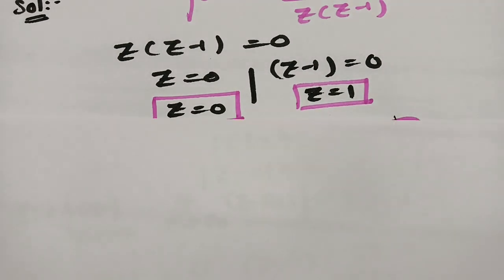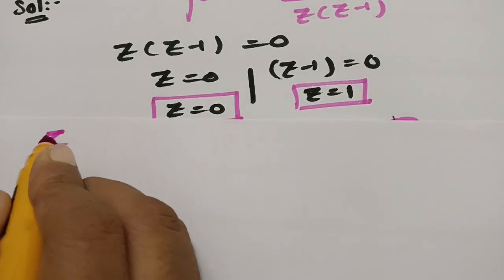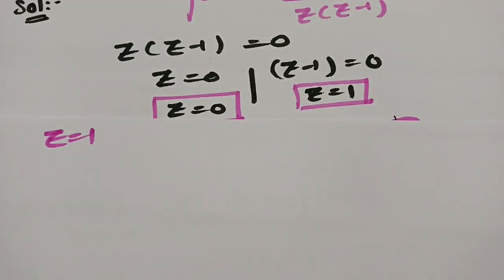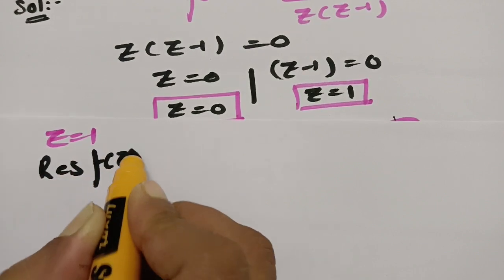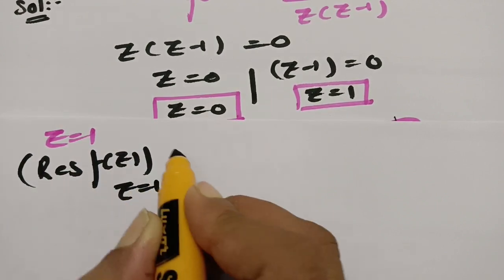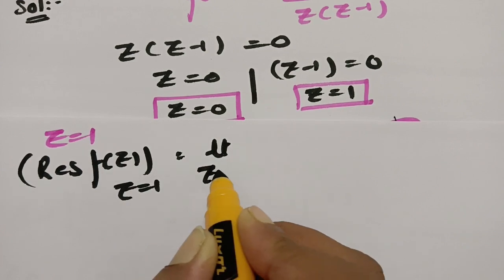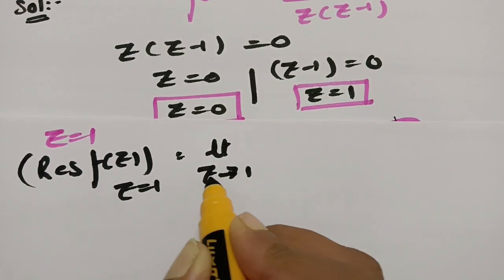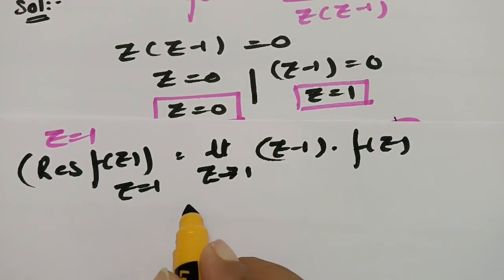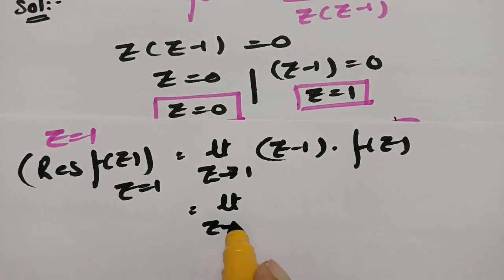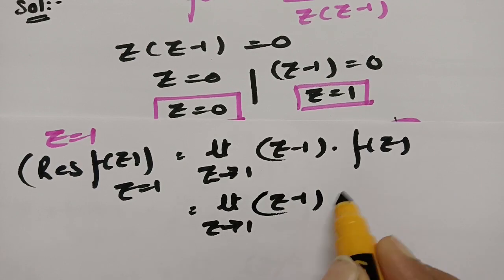So at the pole z equal to 1, the residue value will be the residue of f of z at the point z equal to 1, which is the limit as z tends to 1 of (z minus 1) into f of z.